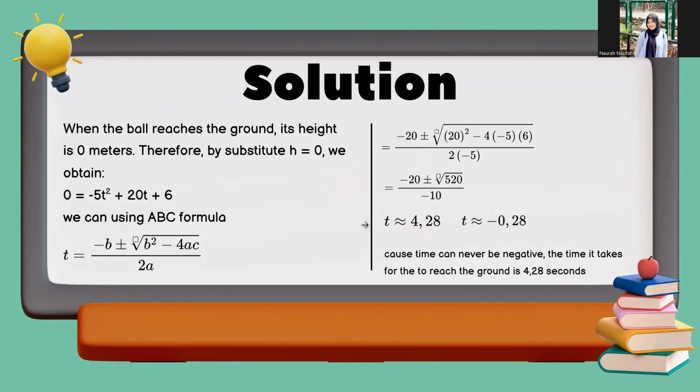So we get t is approximately equal to 4.28, or t is approximately equal to negative 0.28. Because time can never be negative, the time it takes for the ball to reach the ground is 4.28 seconds.